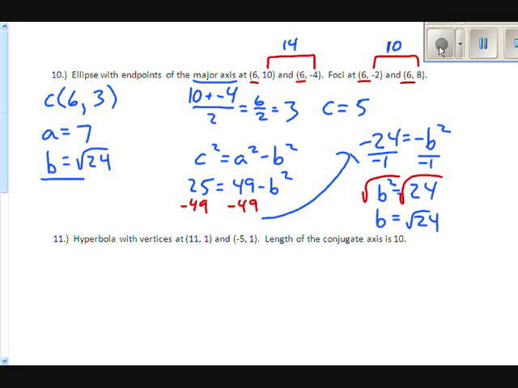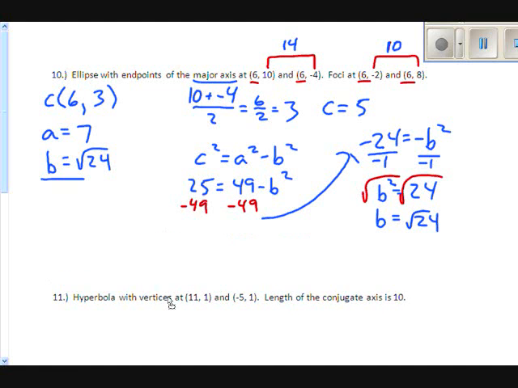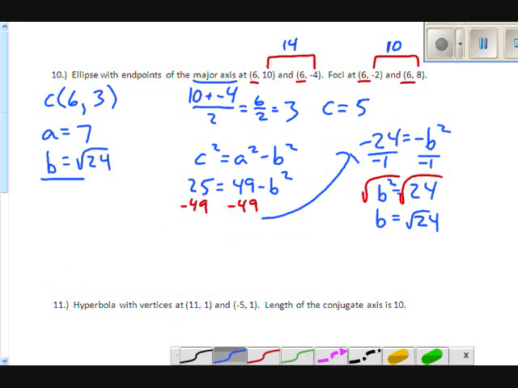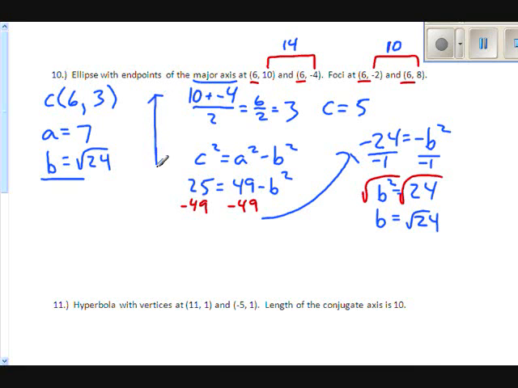Because now when I plug this into my standard form, remember the standard form for an ellipse, since this one, I have to decide if it's vertical or horizontal. If I think about where these points are located for the major axis, 6,10 would be up here somewhere. 6,-4 would be down here, so I know this is vertical because my major axis runs up and down.